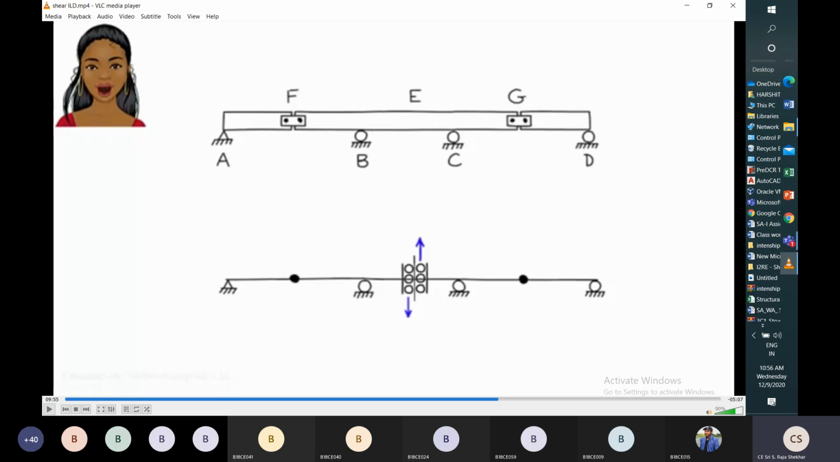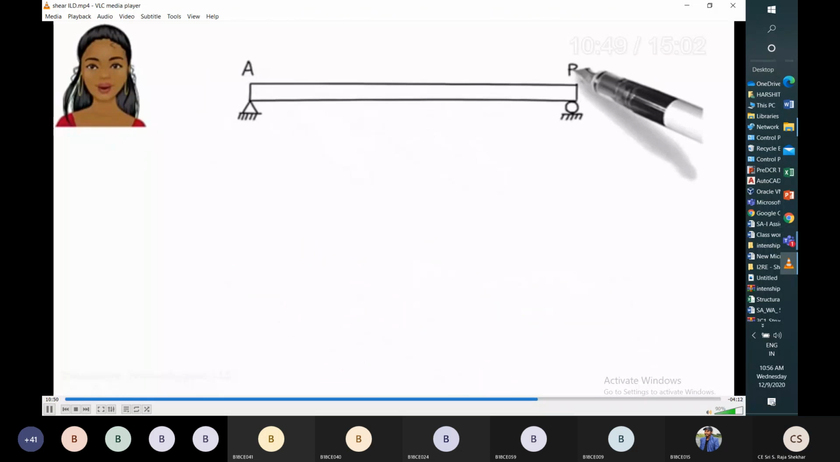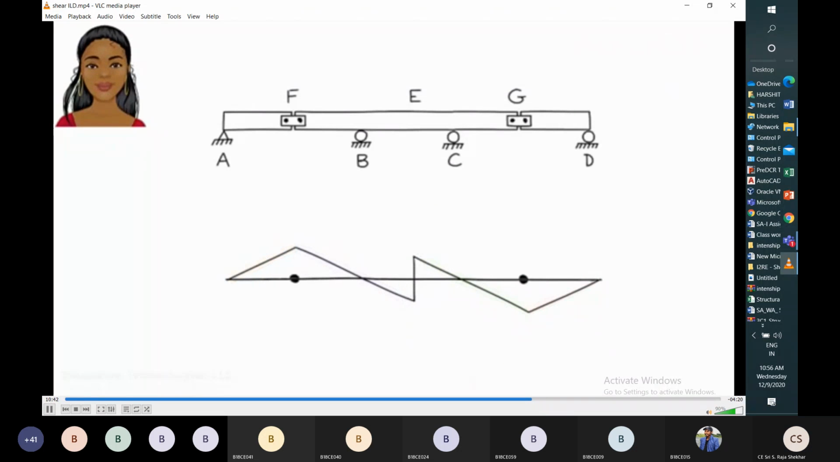I want to draw the shear influence line for section E for this beam. In that case, we have to place a set of rollers and apply a downward force to the left side section and an upward force to the right side section, and draw the deformed shape. That is the shear influence line at section E.